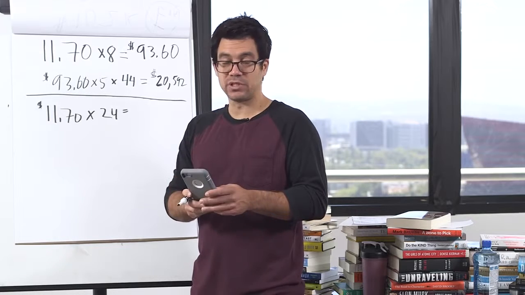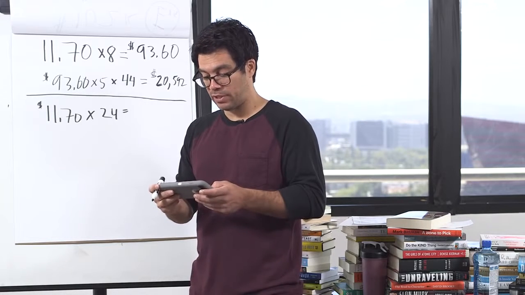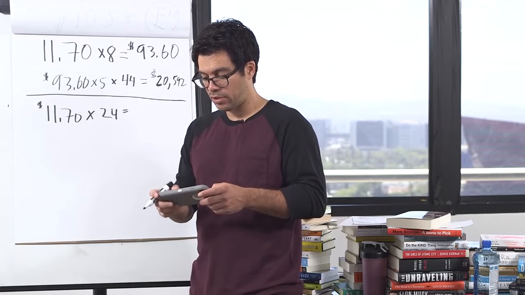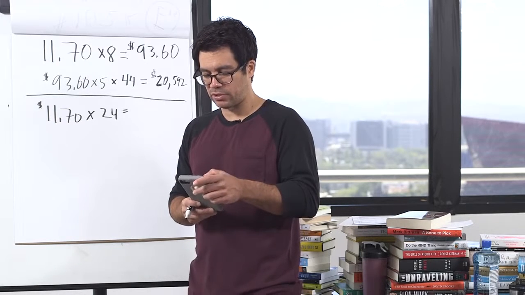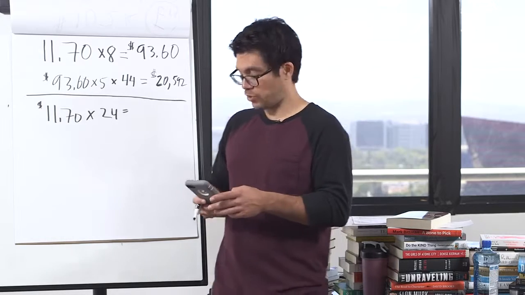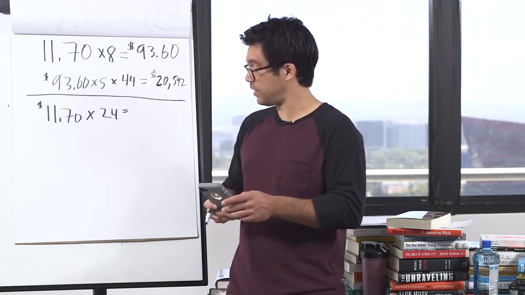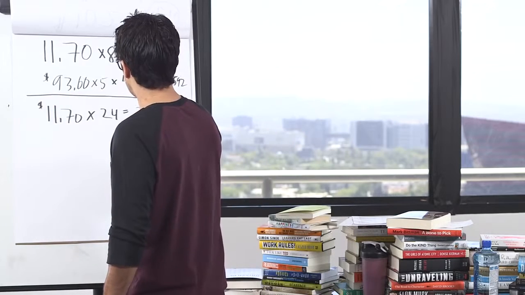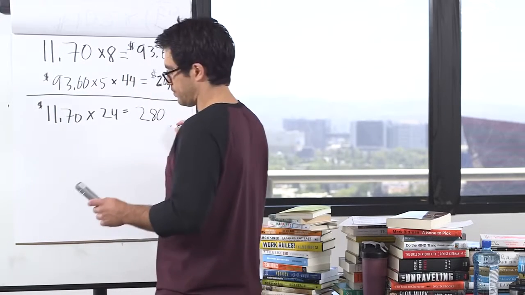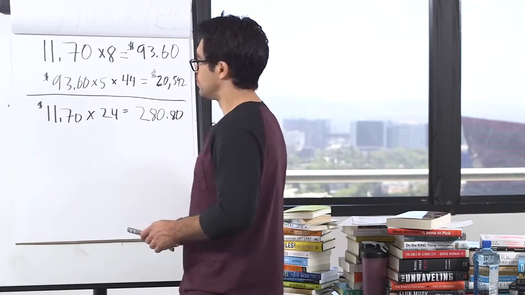No one's ever told you this, because no one's ever told me this, which is very annoying. All right, I just changed my calculator to cosines. All right, and trigonometry. Okay, 1170 times 24 hours. Now, you're making $280 a day and 80 cents.